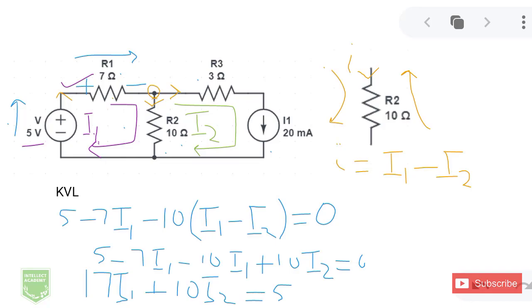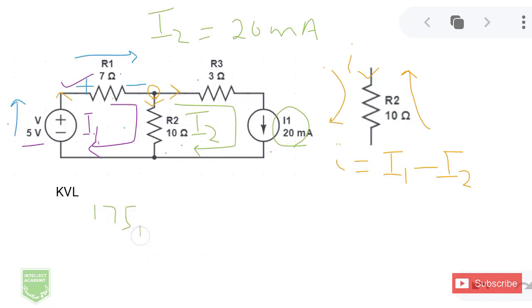So for loop 2, I'm going to repeat this process, and I can see in loop 2 it's very easy. So the mesh current I2 is equal to the 20 milliampere source current. And this is one of the benefits of using mesh analysis if you have current sources in the circuit. You can find out the mesh currents directly. So I2 can be written as 20 milliamperes directly, and you can put this value over here in this equation, and you would get 17I1 minus 10 multiplied by 20 milliamperes, and milliamperes would mean that it's divided by 1000.